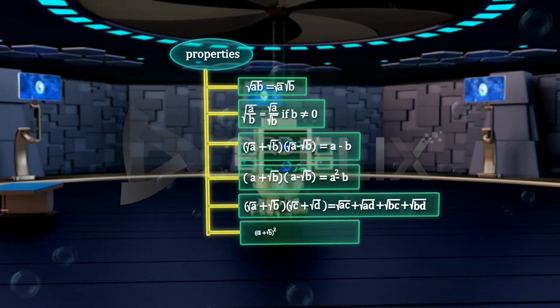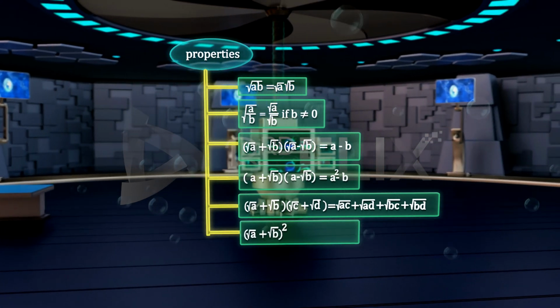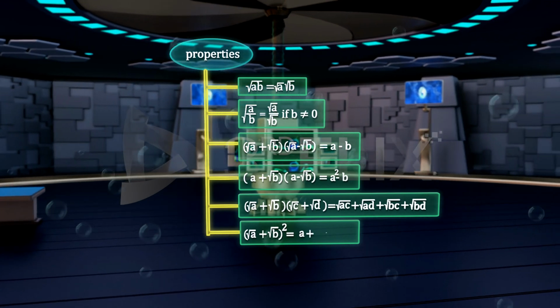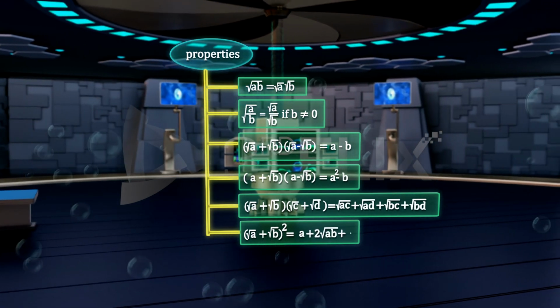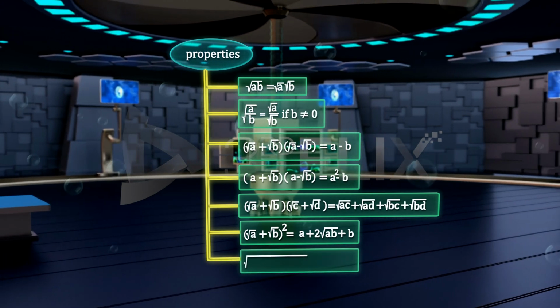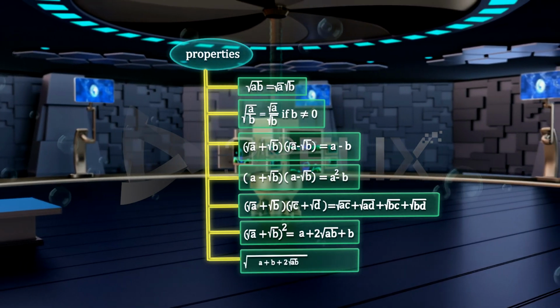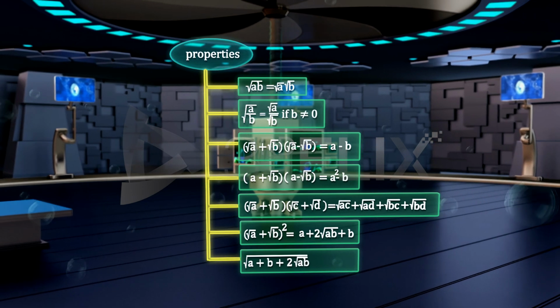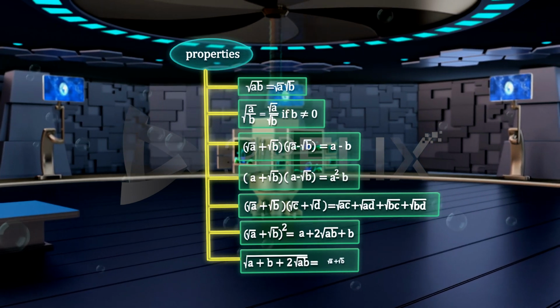Root A plus root B whole square equals A plus 2 root AB plus B. Root over A plus B plus 2 root AB equals root A plus root B.